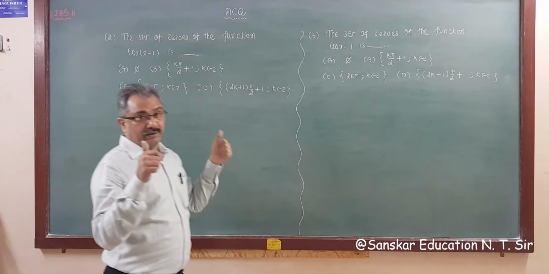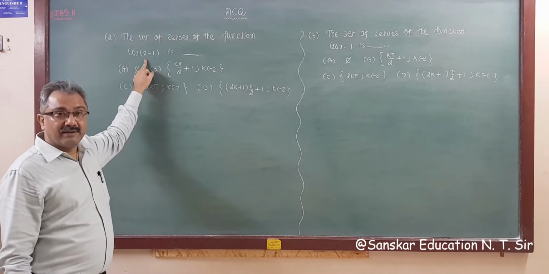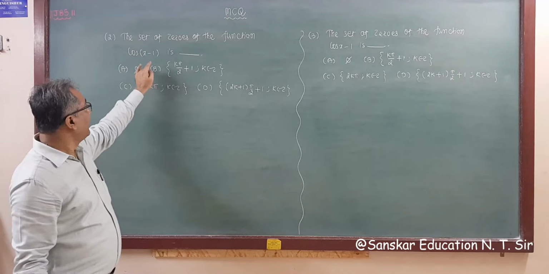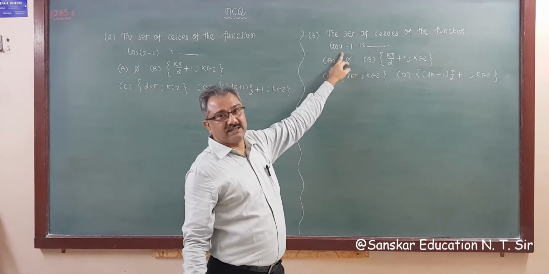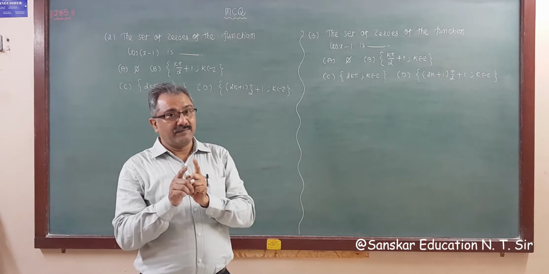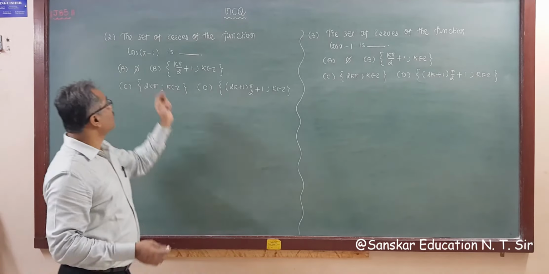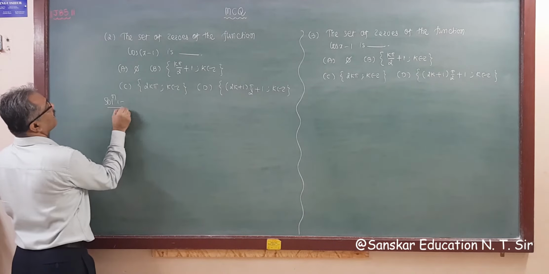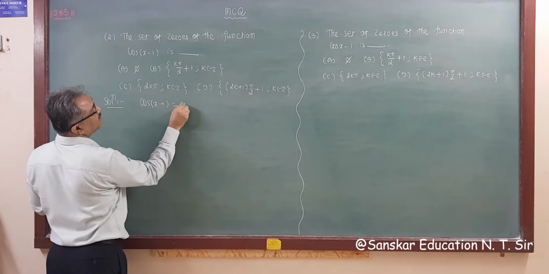So compare these two and realize the difference between them. Here theta is your x minus 1 and here only x, right? So use proper brackets, otherwise the meaning will change. Okay, so here the solution: this is cos x minus 1 is equal to 0.